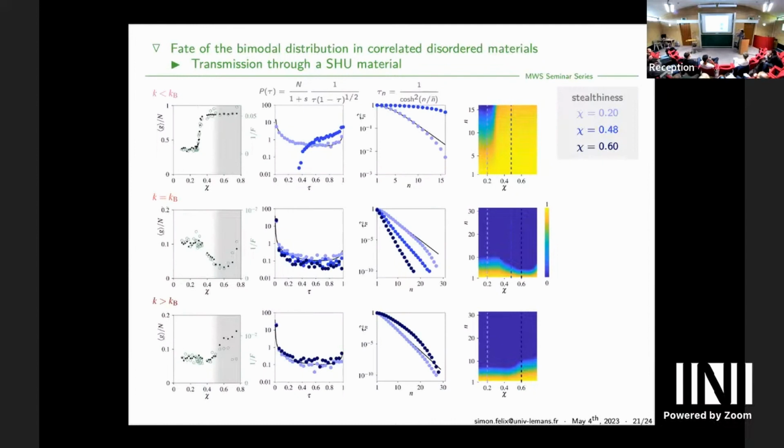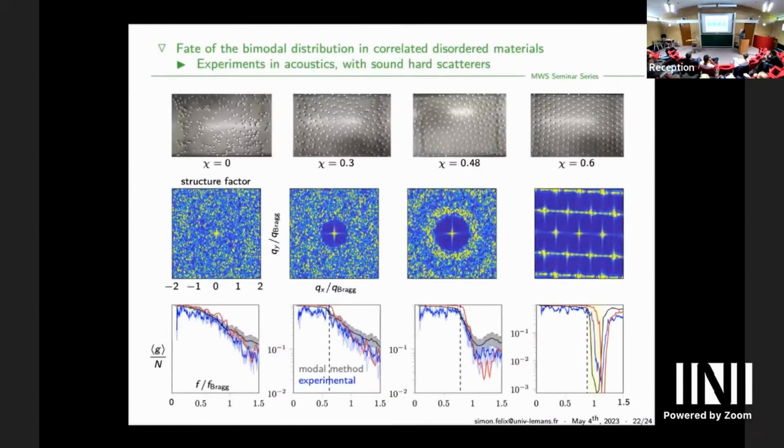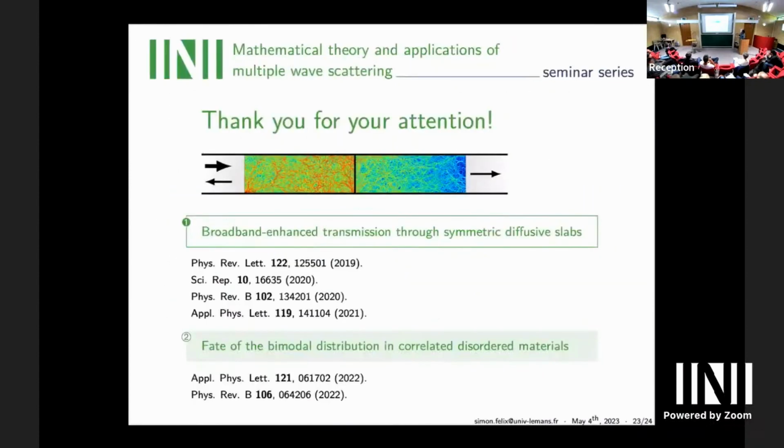Okay, I stop. And what we see is that we keep, again, these bimodal distributions, which look like they are very, very robust to this correlated disorder. I skip this, and switch.